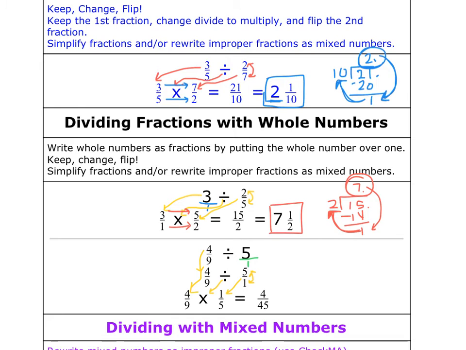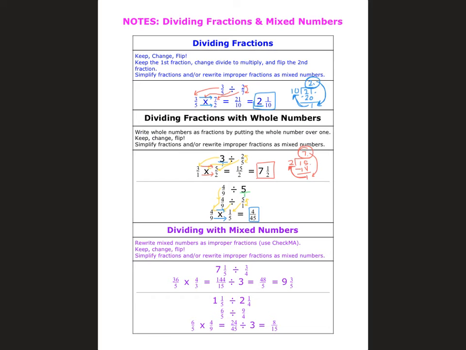Then multiply straight across both the numerator and denominator. So 4 times 1 gave you 4, and 9 times 5 gave you 45. This one, luckily, is not an improper fraction, and it is simplified all the way, so it is finished. Okay, so let's go to the next one.